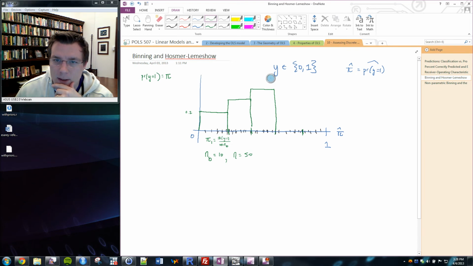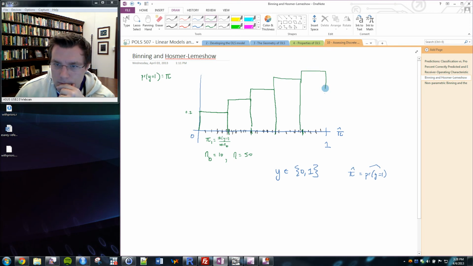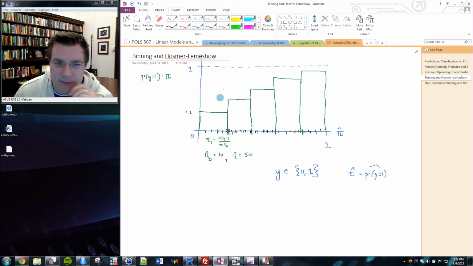I'm going to move these out of the way here. The maximum obviously is going to equal 1. So I'm going to call that there 1. And the last bin doesn't quite get a probability of 1, but gets somewhere close. So the values might be something like 0.2, 0.4, 0.6, 0.8, 0.95, something like that.